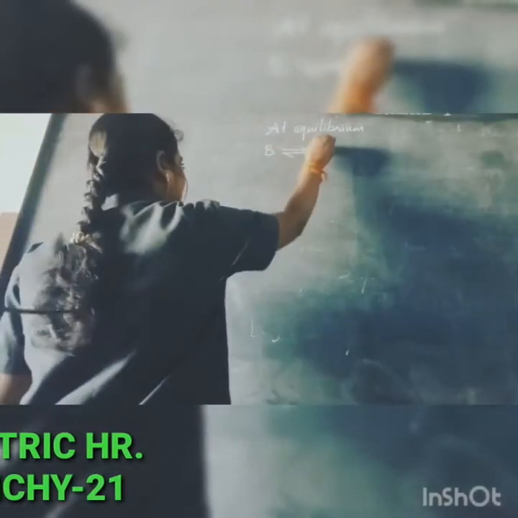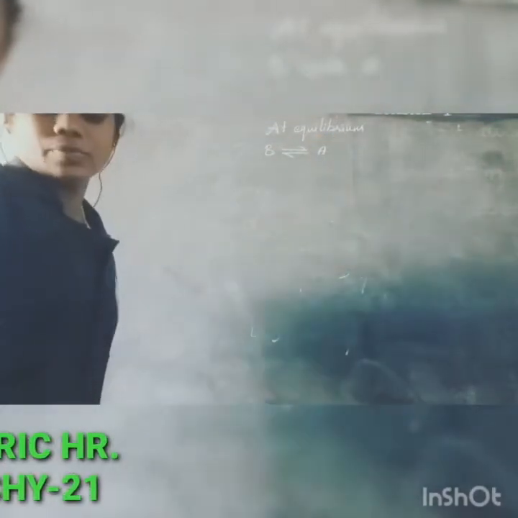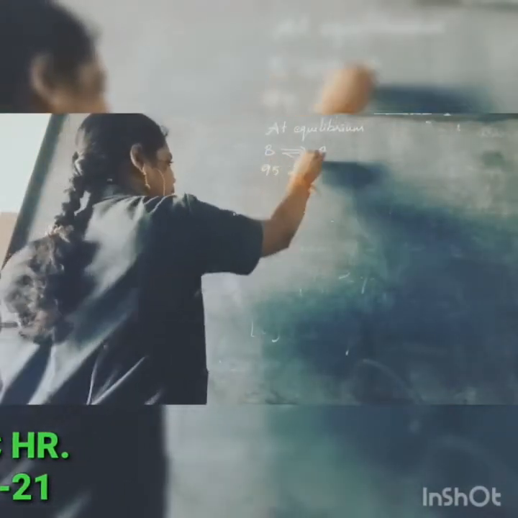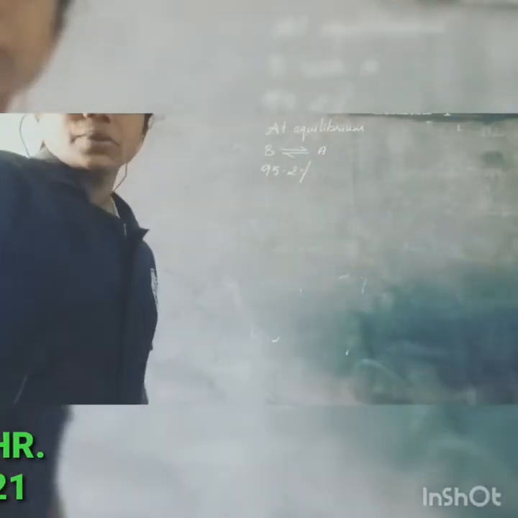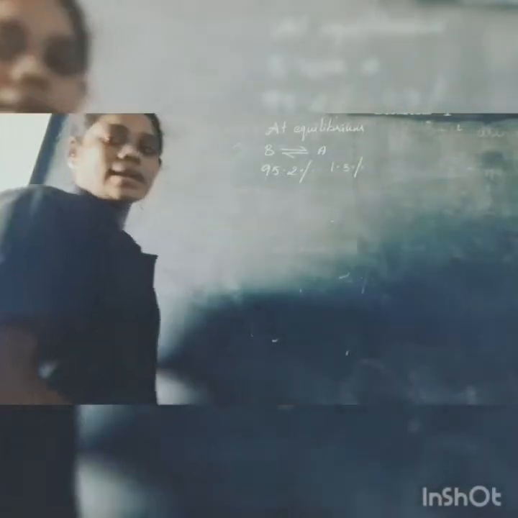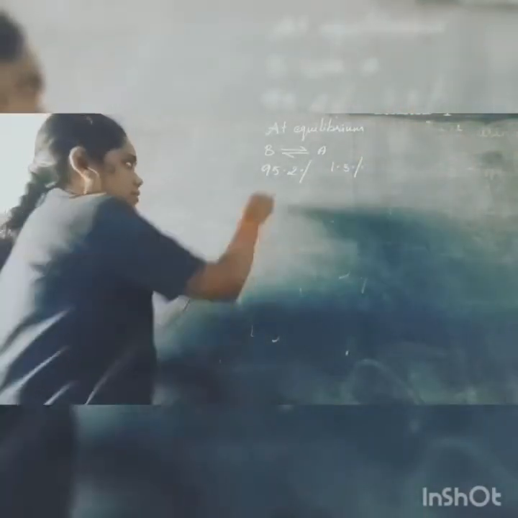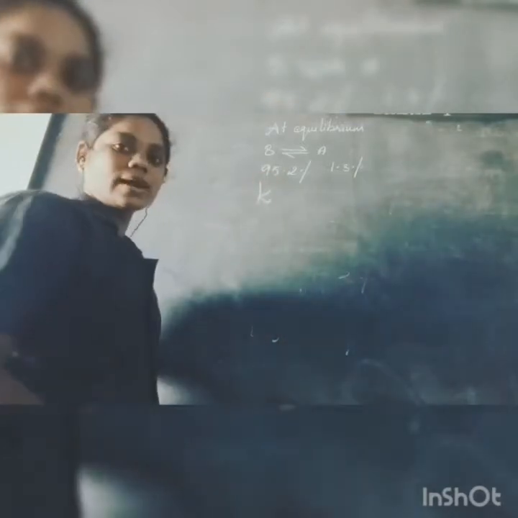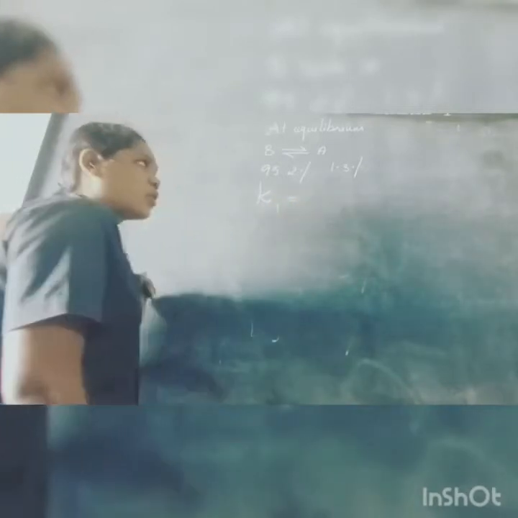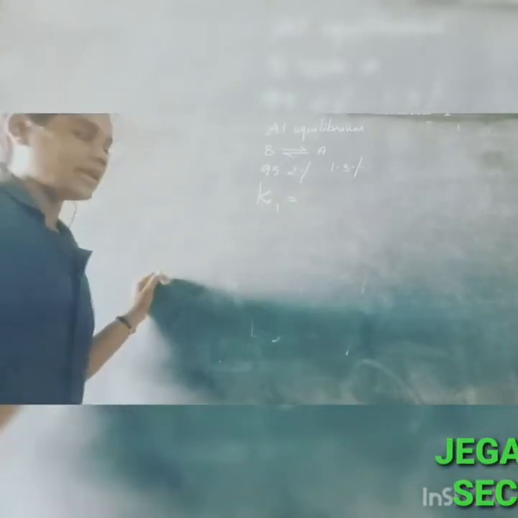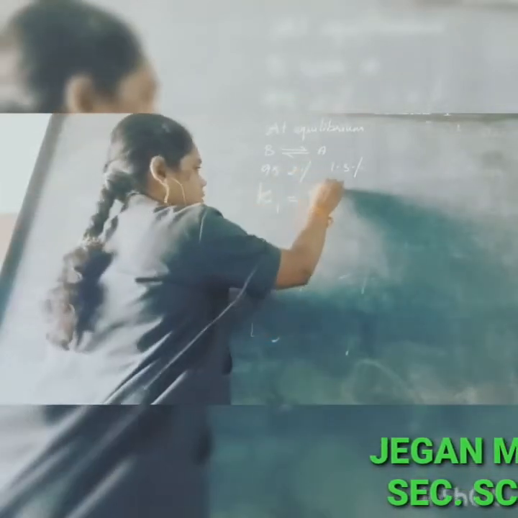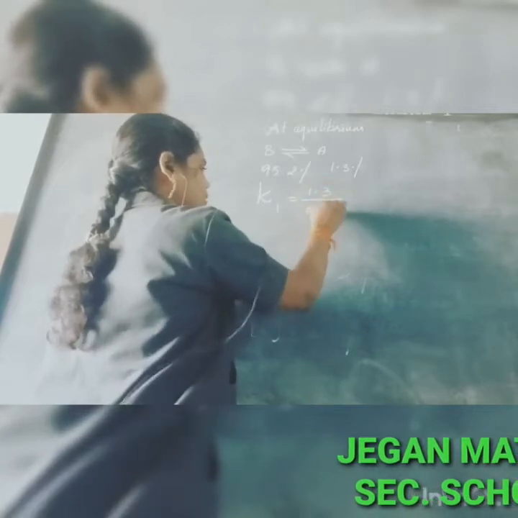B gives A. So what is the percentage for B? B percentage is 95.2, and A percentage is 1.3%. Here K represents the equilibrium constant. Two equilibria are given, one is 1 and another one is 2. So K1 is equal to product in the numerator and reactant in the denominator. Here product is A, so that is 1.3% divided by 95.2.